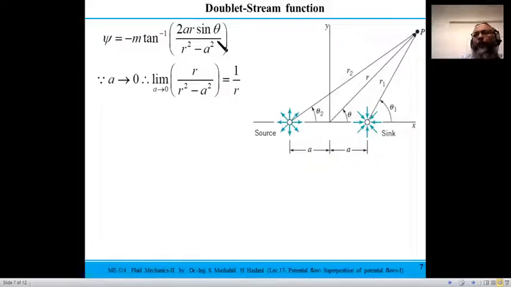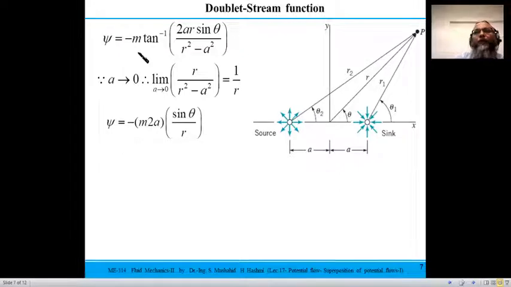We can easily work this out because we know the definition of a doublet is when the distance between the source and sink approaches zero. It is only possible when the source and sink are brought together so that a approaches 0. So if you apply the limit to the term in the bracket, with a approaching 0, for the term r over r squared minus a, forget about the 2a sine theta right now. If you solve this limit from your first year calculus, you end up with 1 upon r. Because a approaches 0, r and r cancel out, so you get 1 upon r.